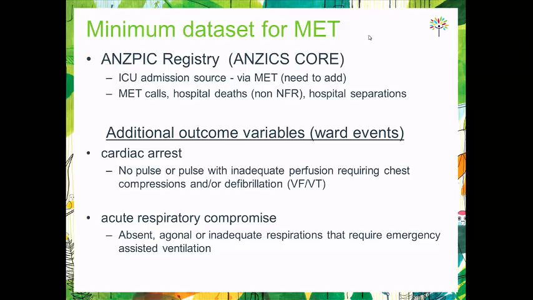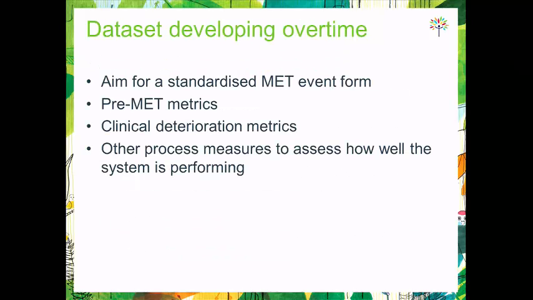They define acute respiratory compromise, similarly in a functional way, as absent, agonal or inadequate respirations that require emergency assisted ventilation. This includes bag mask ventilation, CPAP and the like, as well as intubation. So quite simply, I think here in Australia and New Zealand, with the ANZICS registry, we could probably get those definitions in, get agreement, and collect that data in our respective hospitals.